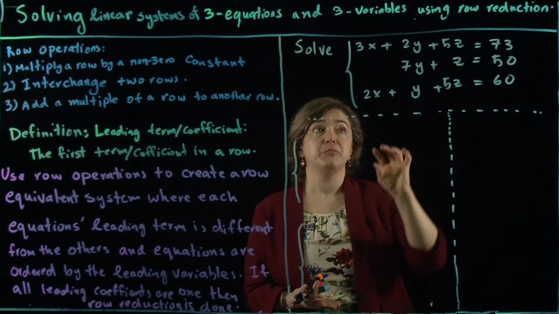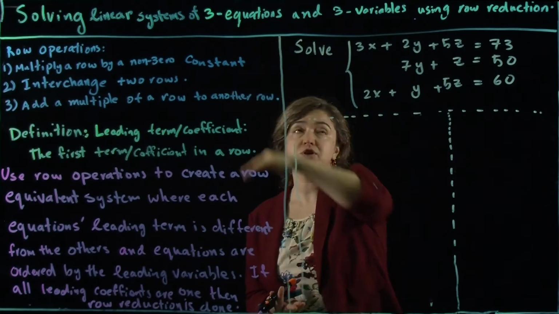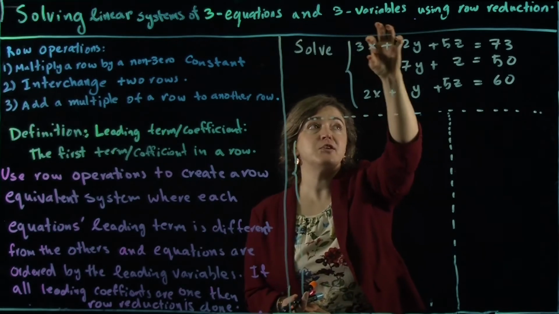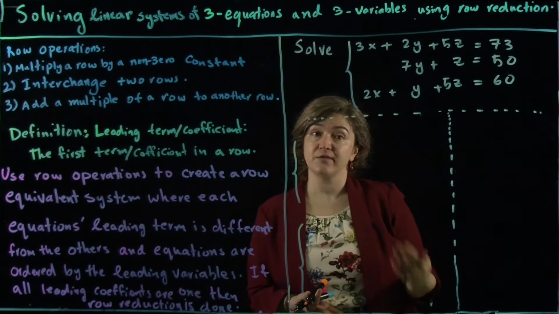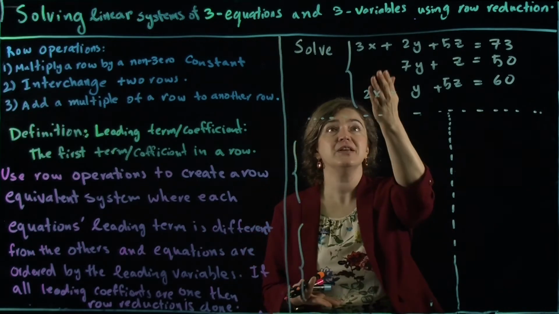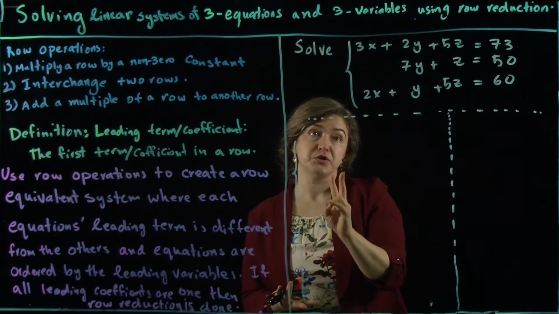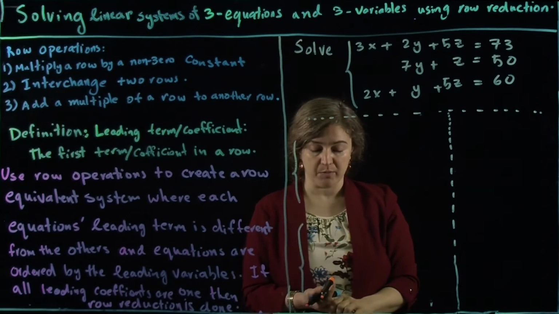So, for example, if this was the first row, you should have used interchange two rows. But since the first row contains x, which is the first variable in the alphabetic order that we have, I don't need to use row operation number 2. I just need to use row operation number 1.